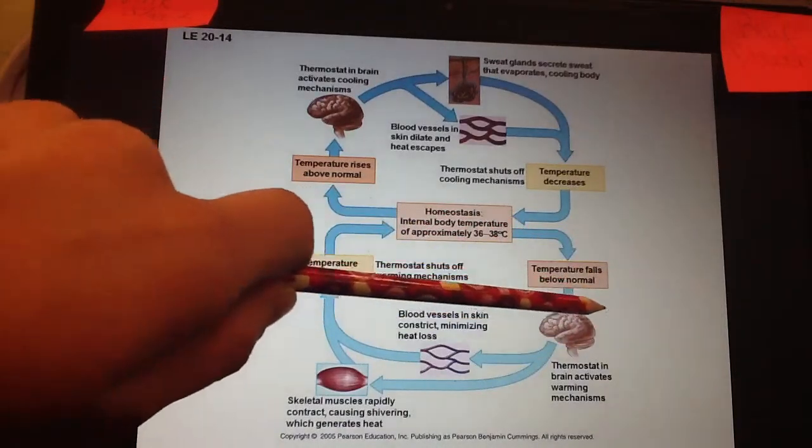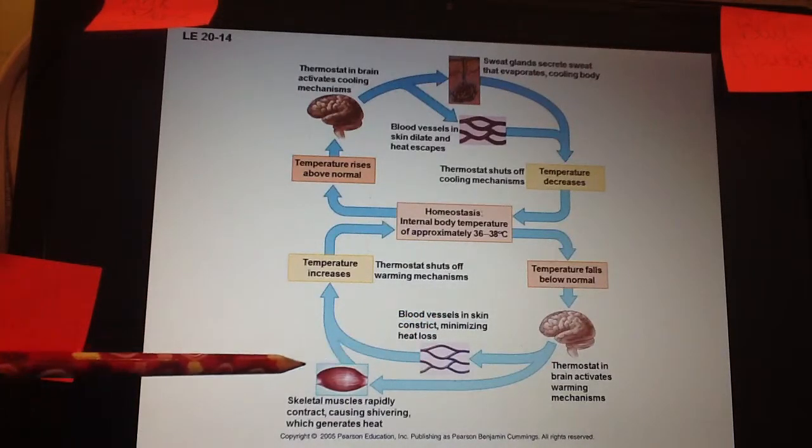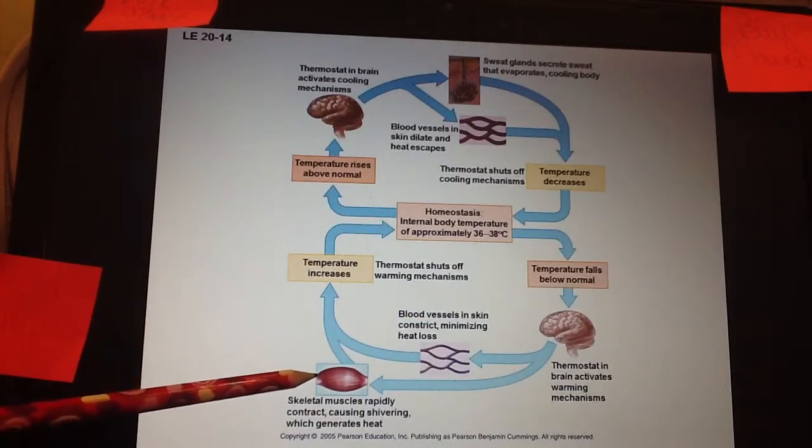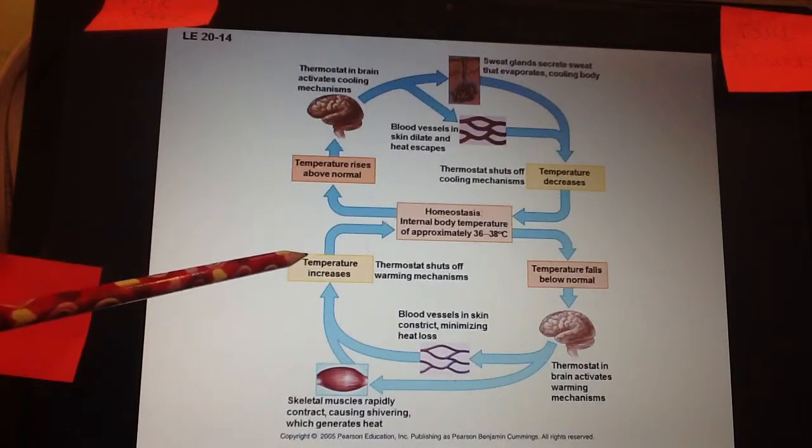If we get really cold, our temperature falls below normal. The same thermostat says, hey, we need to warm up. The blood vessels will constrict, so we'll lose less heat, and our skeletal muscles will start contracting, causing shivering, which generates heat, and that causes our temperature to increase, and we go back to normal. So this is how we're maintaining homeostasis, as a way of regulating.